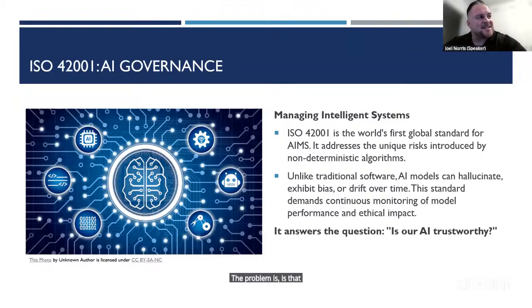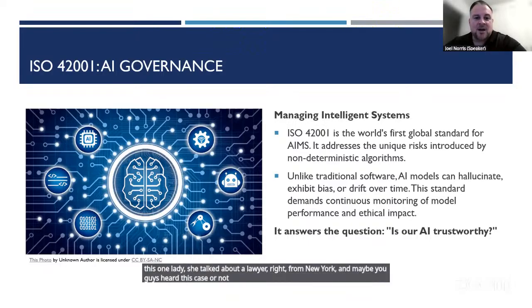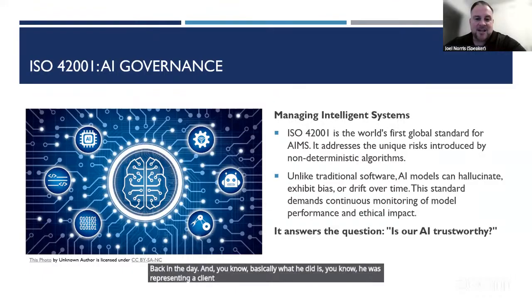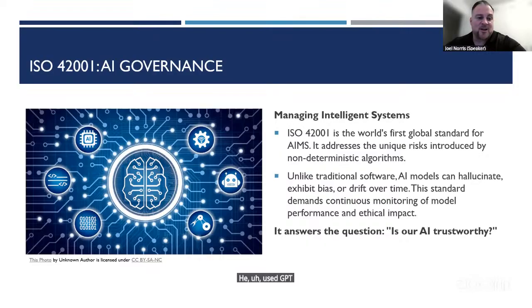The problem is that one lady talked about a lawyer from New York, and maybe you've heard this case, who used GPT to do some cases and case studies back in the day. Basically, he was representing a client. He used GPT in its early state, like GPT 2.5 or something, to help him with his case, and he was able to build a case that helped defend his client. He turned it over to the judge, and the judge said, "Wow, look at it. Interesting. I've never seen these cases. But if these are right, then maybe the client's not guilty."